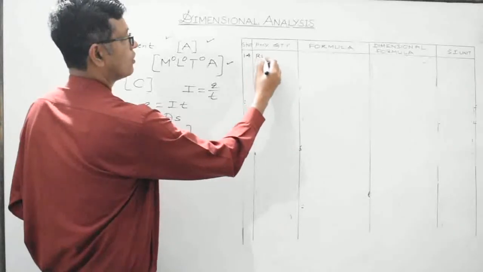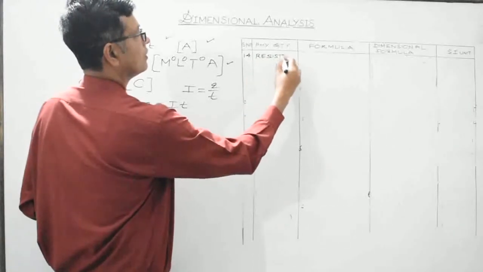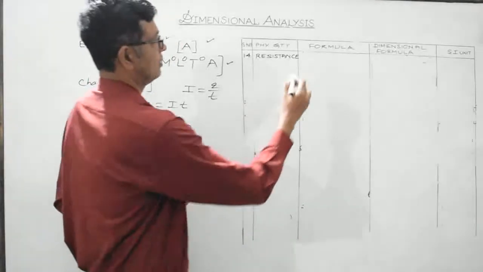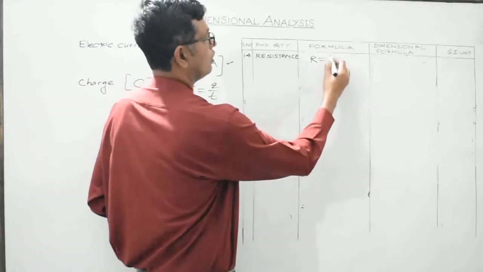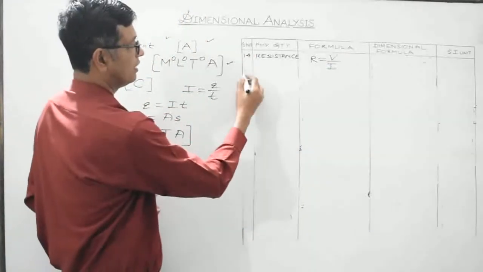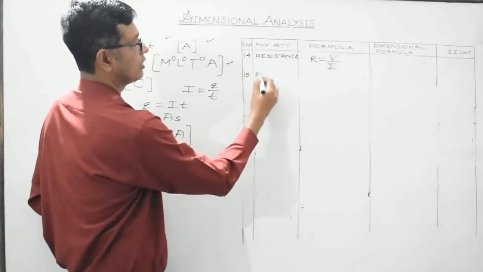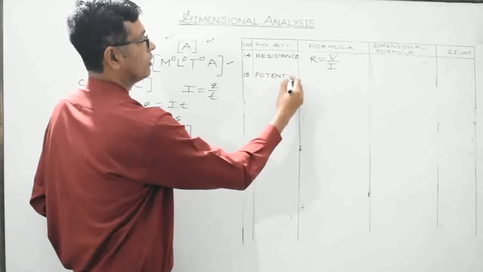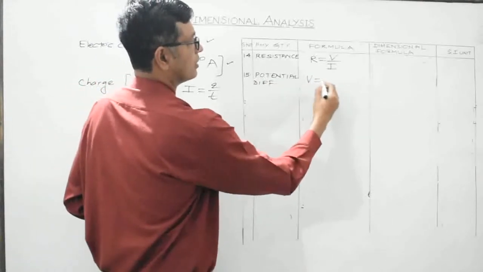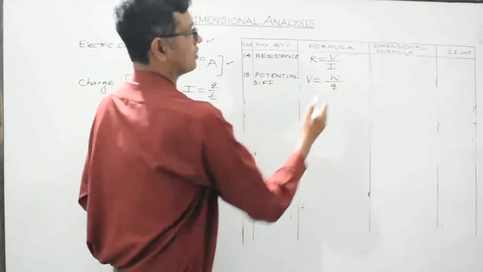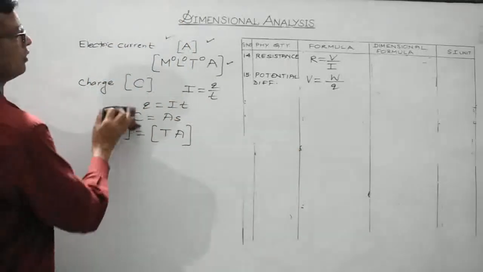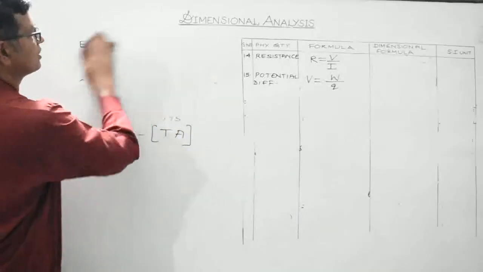Let's find out the dimensional formula for resistance. Okay, what's the formula for the resistance? R is equal to V by I, isn't it? This is Ohm's law. And before finding the dimensional formula for resistance, we need to find out the dimensional formula for potential difference. Potential difference is V. It is work done per unit charge. So let's find out the dimensional formula for potential first, and thereafter we can find out the dimensional formula for resistance. So let's do it.